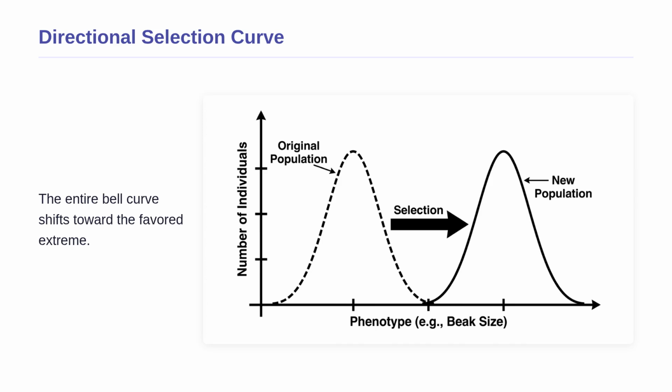To truly visualize what this 1.5 millimeter shift looks like for the whole population, let us look at this graph. On the horizontal axis, we have the phenotype, which is the beak size. The vertical axis shows the number of individuals. The dashed bell curve represents our original population. Notice the large black arrow pointing to the right. This represents the selection pressure from the drought, which completely shifts the new solid curve toward the larger extreme. This is the classic signature of directional selection.